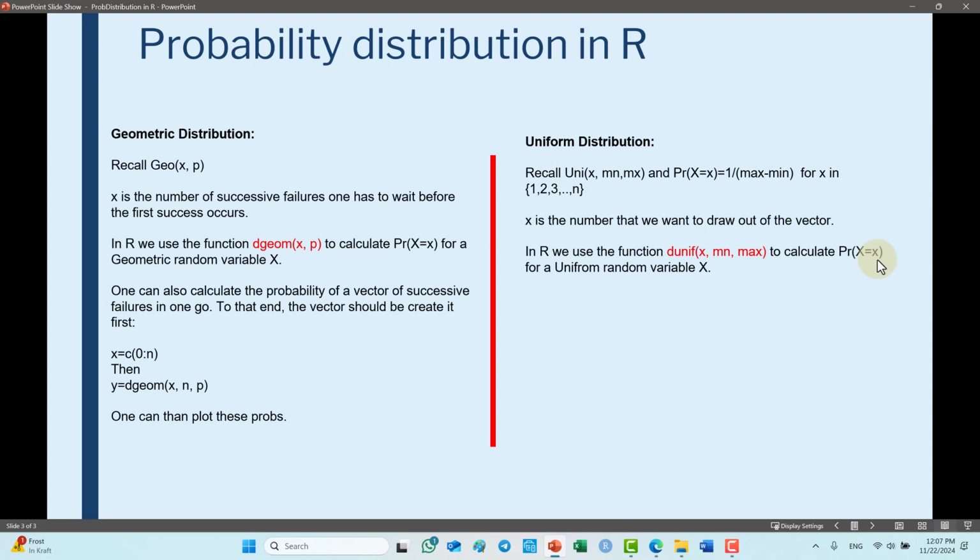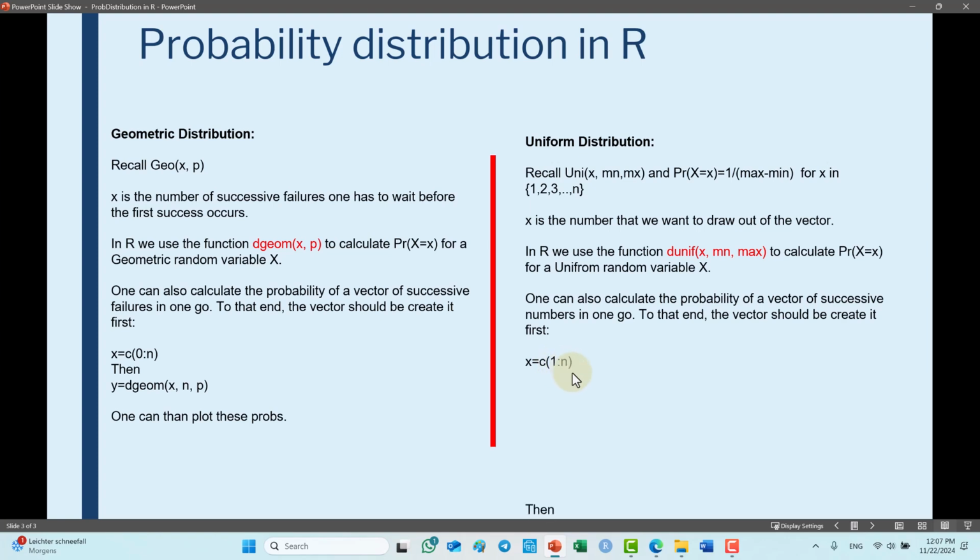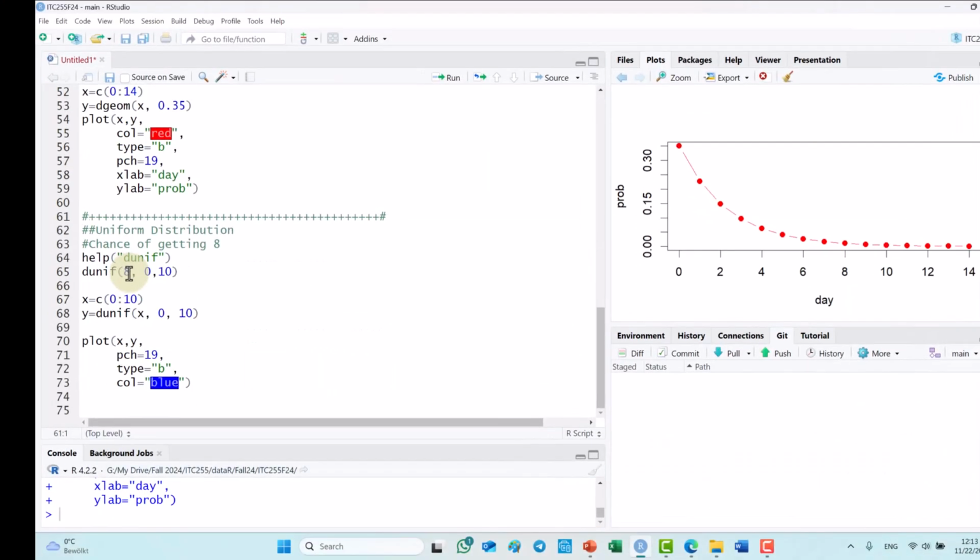In R, we use the function dunif(x, min, max) to calculate the probability that we get x out of the vector. One can also calculate the probability of a vector of successive numbers in one go. For example, if we have a vector which takes values from 1 to n, then we calculate the probability that we get any of these numbers by applying the dunif function on the vector x, and then obviously we can plot it.